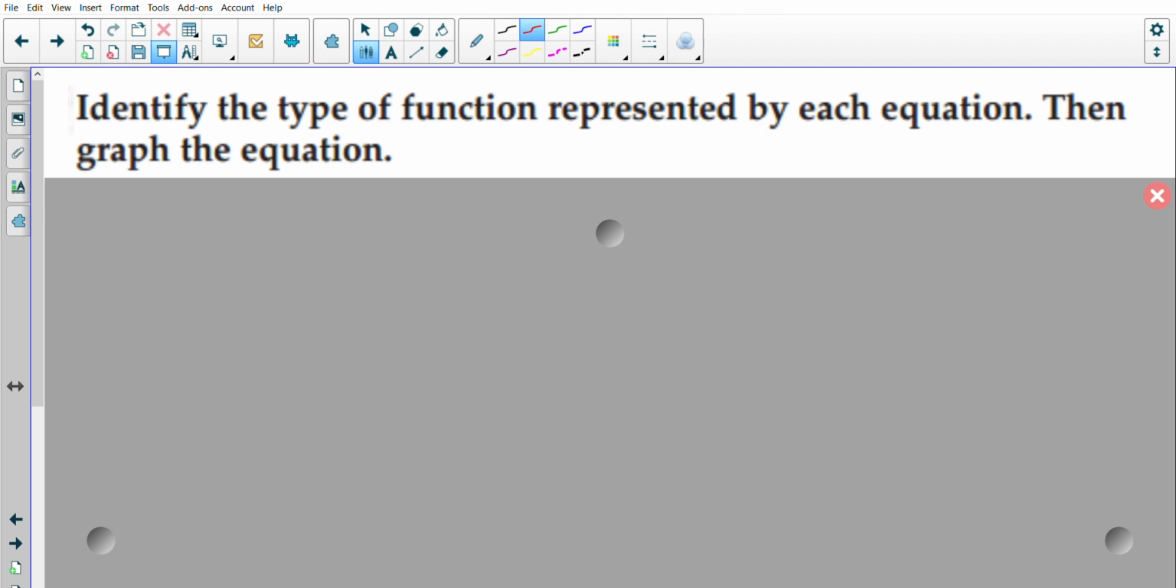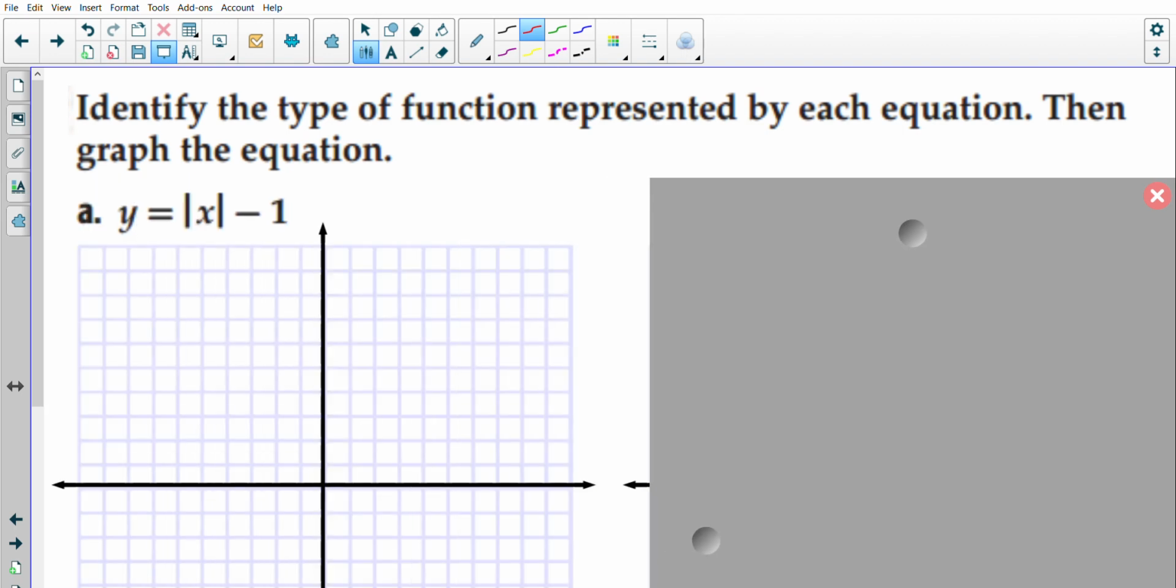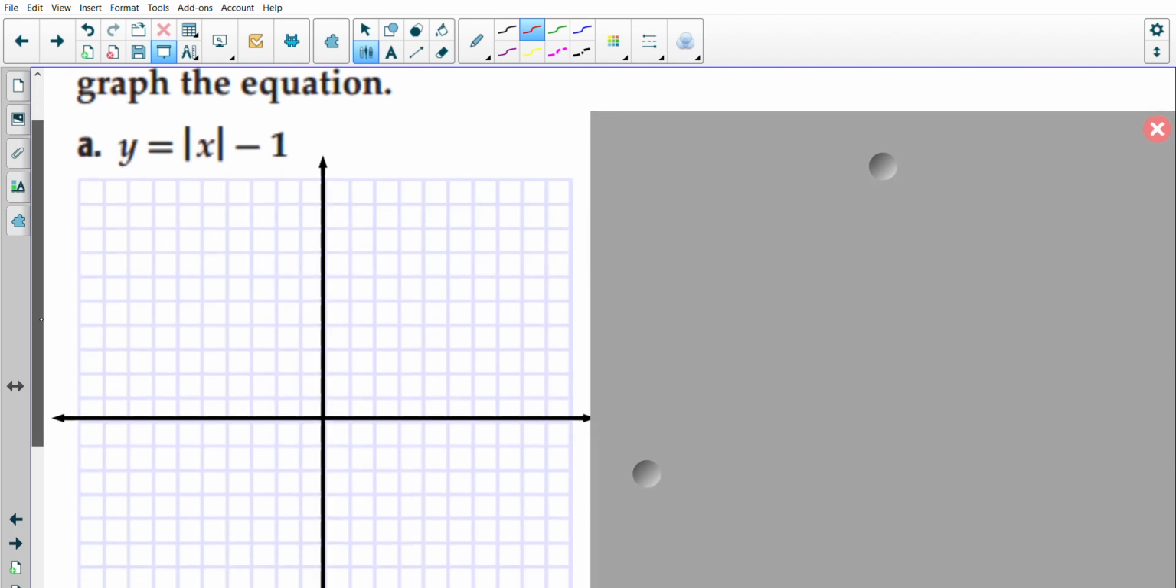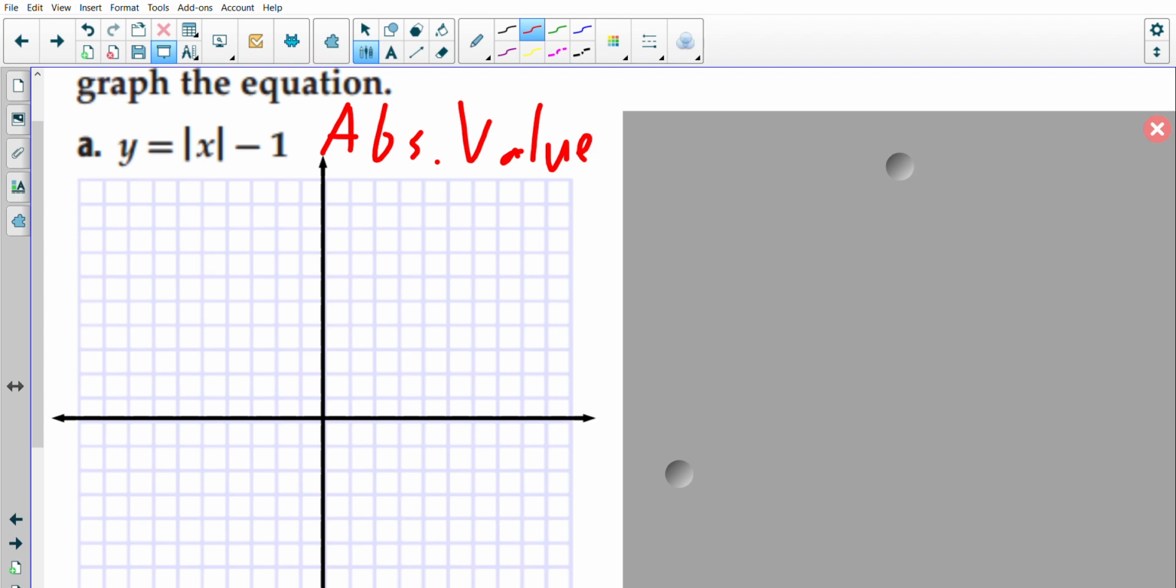Identify the type of function represented by each equation, then graph the equation. So the first one, y equals absolute value of x minus 1. That tells us it's an absolute value. Well, that's easy. And then we just need a graph. So we can just plug in numbers. I'm going to start with plugging in 0. If I plug in 0, I get -1. If I plug in 1, I get 0. If I plug in -1, I would still end up with 0. And there we have our V.